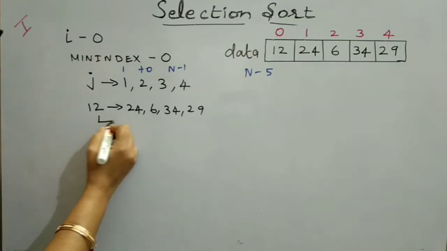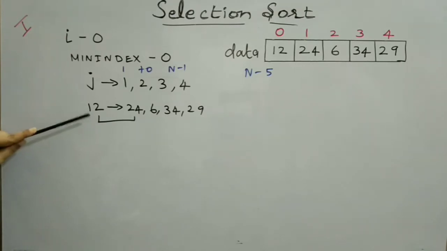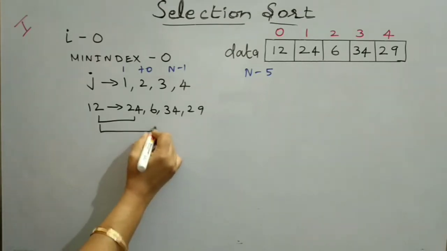First compare 12 with 24. Of course 12 is the smallest element. Okay, no need to update the minimum index. Next 12 is compared with 6.